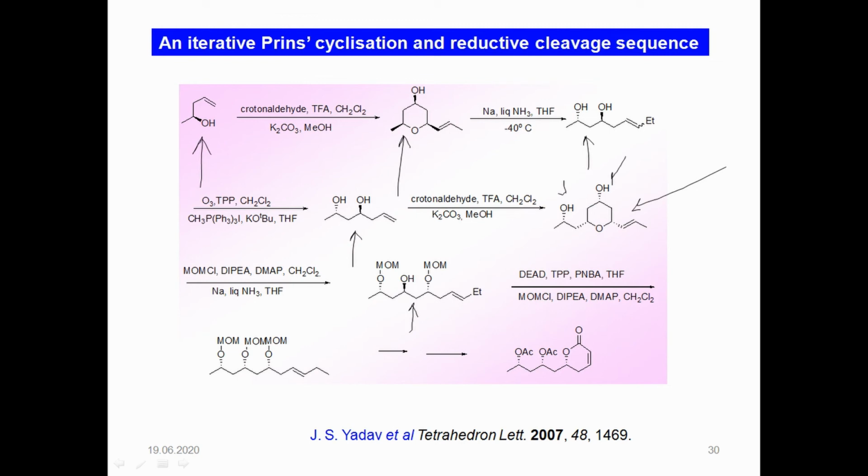So we are doing a Mitsunobu inversion here, Mitsunobu inversion followed by MOM chloride protection. You are getting this compound. So we can use this molecule in the synthesis of this compound. This methodology was developed by Jadhav et al. They are using Prins cyclization for the synthesis of 1,3 polyols.